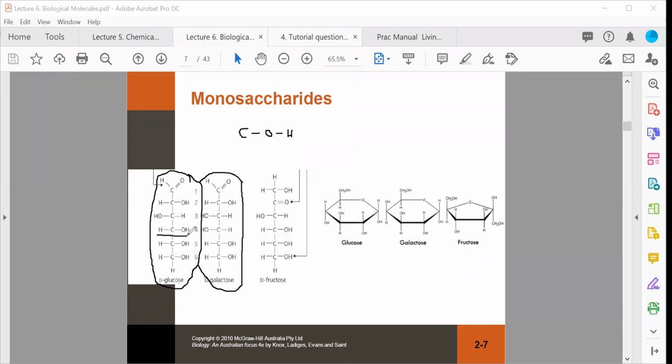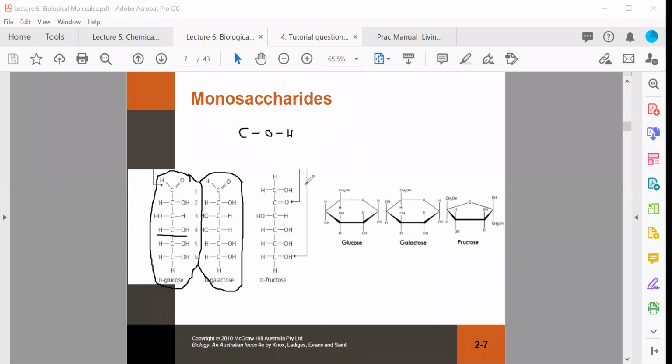So on this carbon, the OH is to the right, but on this carbon in galactose, the OH is to the left. That's the only difference. And while that sounds like it's no difference at all, it actually does make quite a big difference, but we won't go into that here.